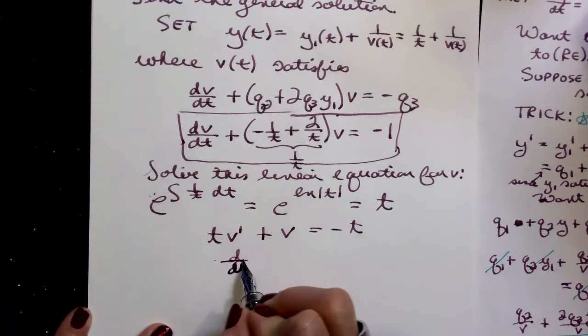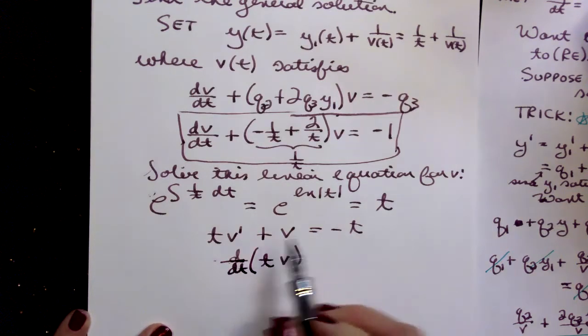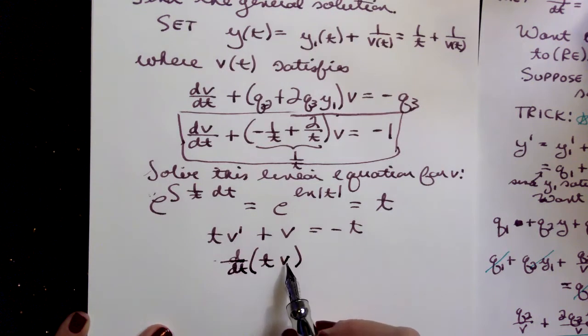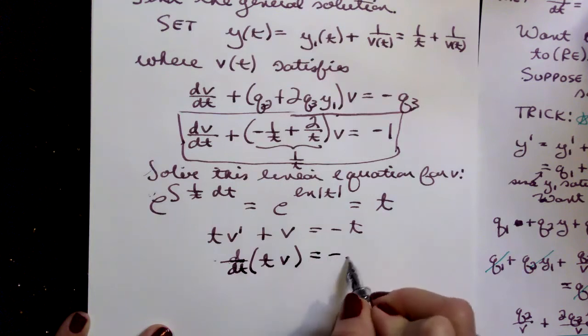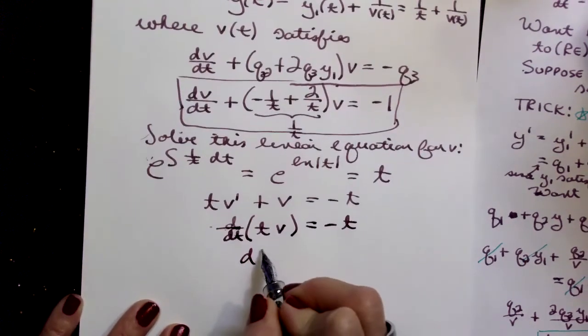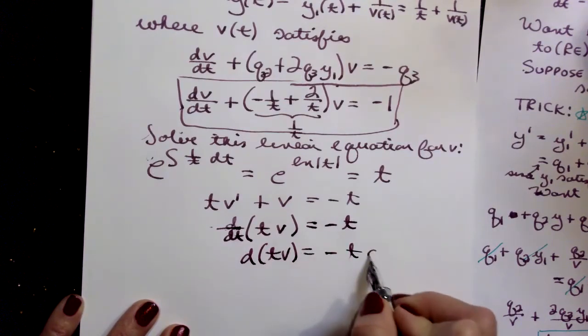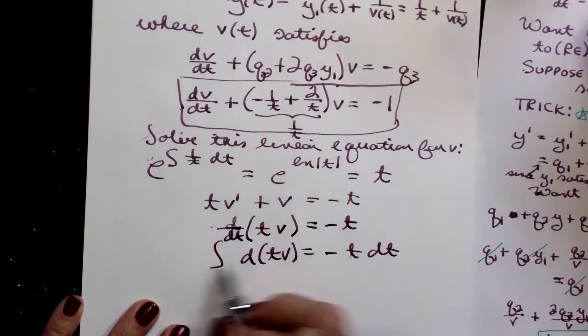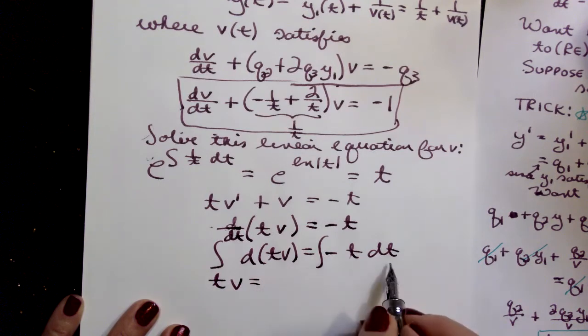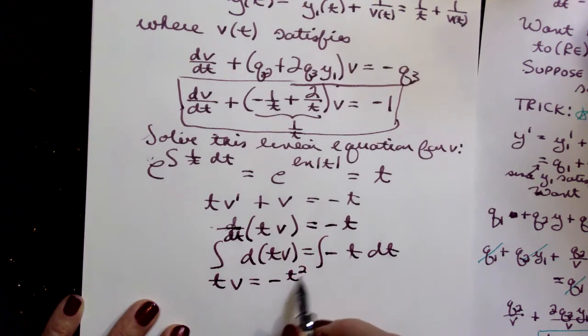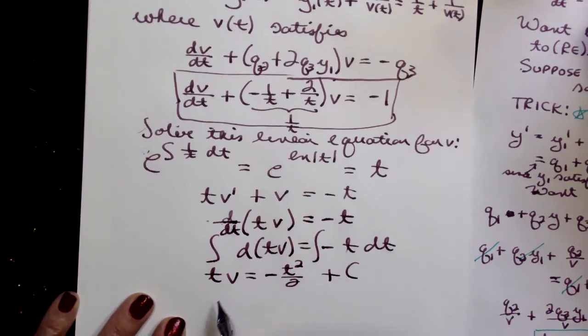So d/dt of t v, because remember, when you have an integrating factor, if you've done everything correctly, it should be the integrating factor times the unknown function, the perfect derivative on that side, if you found the correct integrating factor, if you did your integration correctly. And that's equal to minus t. And that's a separable equation because you write it as d(tv) is equal to minus t dt. On the left, you have a perfect derivative, so you get back t v. When you integrate minus t dt, you get minus t squared over 2 plus c.